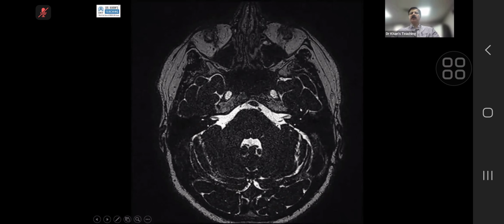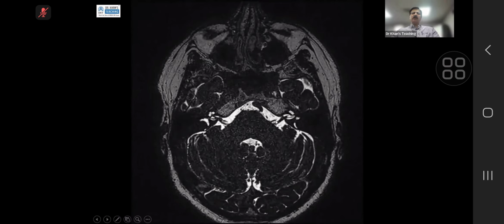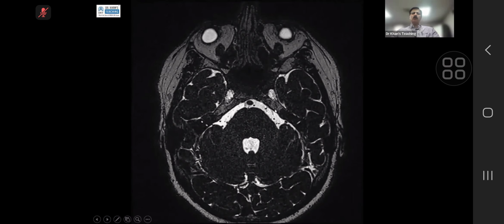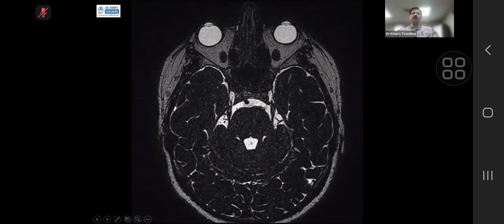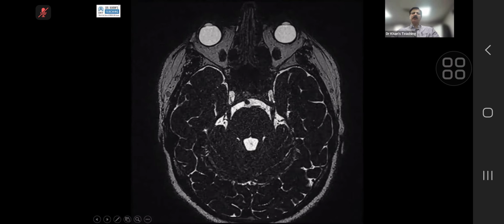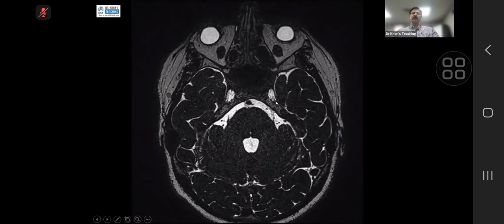And you can see on a CT scan, it is still visible, but on an MR, you don't see it. This is a CISS sequence. Now, let's see the fifth nerve and the sixth nerve. So these are the two Meckel's caves. This is pons, and you can see the fifth nerve going in. You can imagine that it is going into the Meckel's cave here.